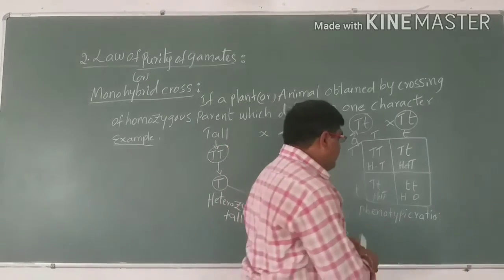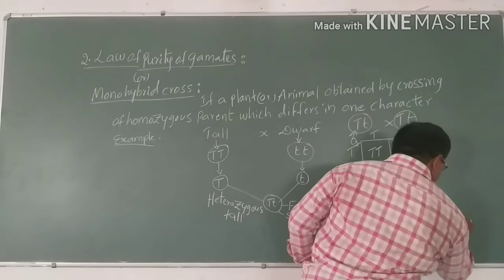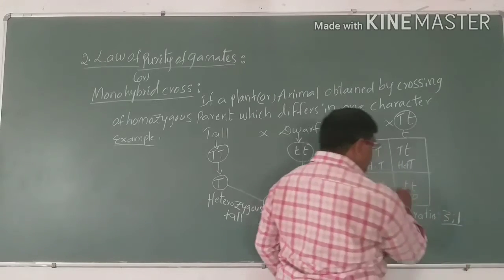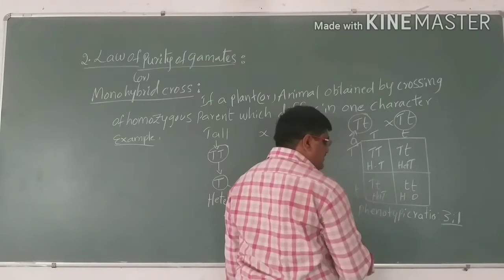So here phenotypic means three tall characters are produced and one recessive character. That means three tall characters will express phenotypically and one will be the recessive character.